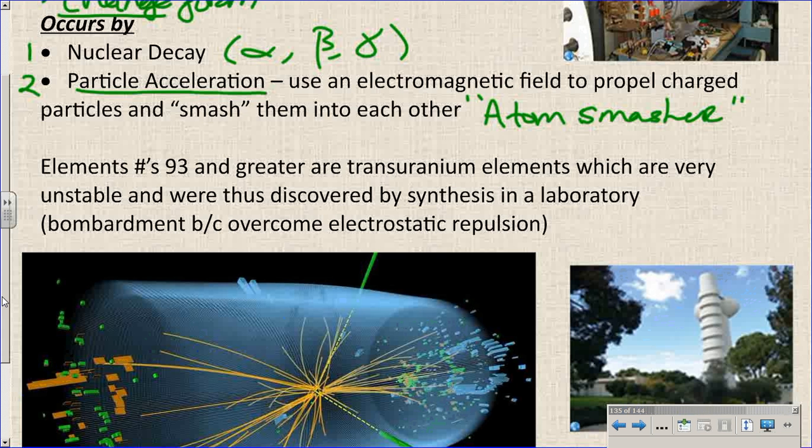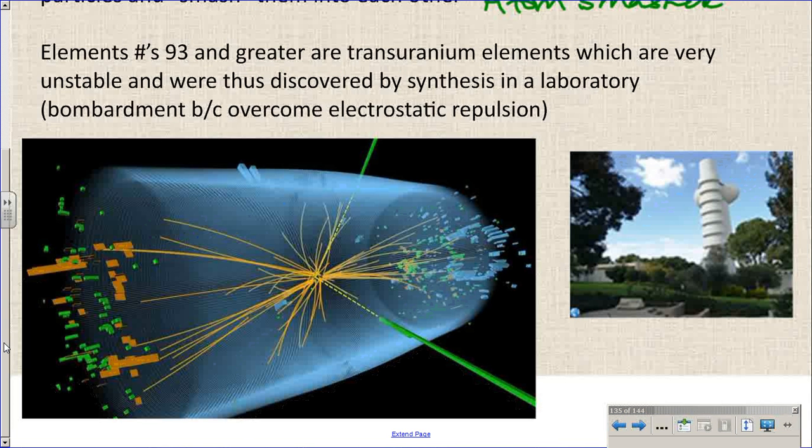And so here's a picture of what it looks like, a computer graphic image of it. You have this one that's going this way, and another particle is coming this way, and they're supposed to meet in the middle.